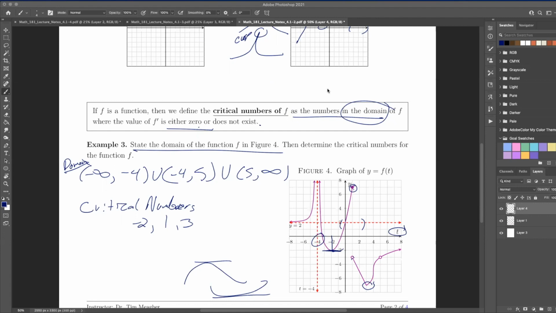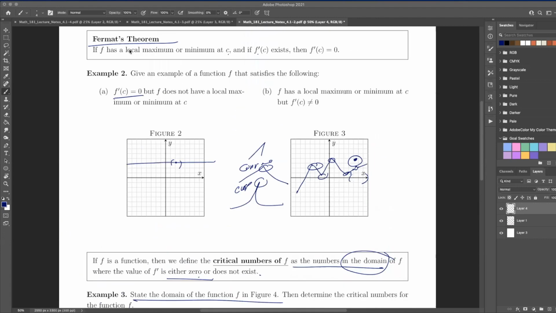So between these two, here's a question: if it does have a local minimum or maximum, it's going to occur at these critical numbers. But it doesn't guarantee that a critical number is a local min or max. In fact, let me redo this one. I want to define it to be this.